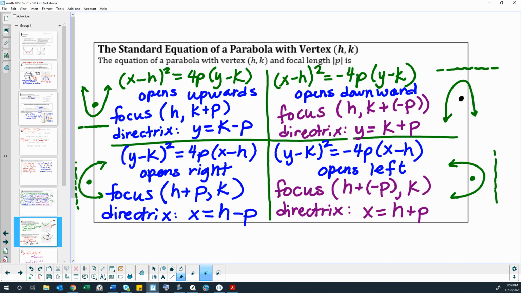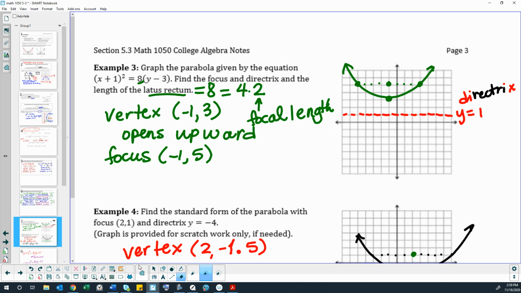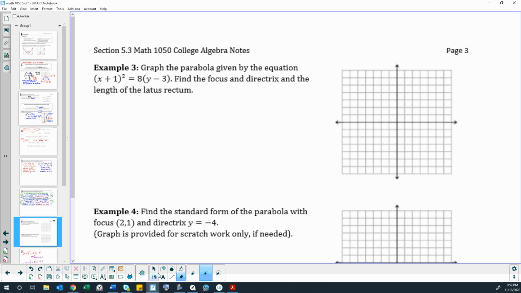Okay, let's do these examples. So clear this out so that we can start over. Okay, graph the parabola given by the equation (x plus 1) squared equals 8 times (y minus 3). Find the focus, directrix, and the length of the latus rectum. So we're going to go find h and k. It doesn't say find the vertex, but I feel like that's a given.